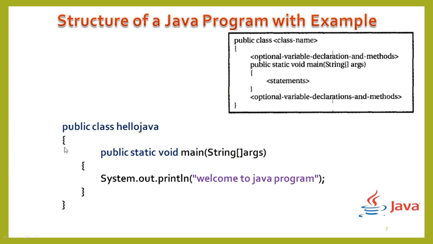Then a curly bracket to start, and write the different optional variables and declaration part in this section, and the different methods you define here. So here, public static void main string arguments, this method we define. After that, write a curly bracket and then write the Java source code or different Java statements in this curly bracket.